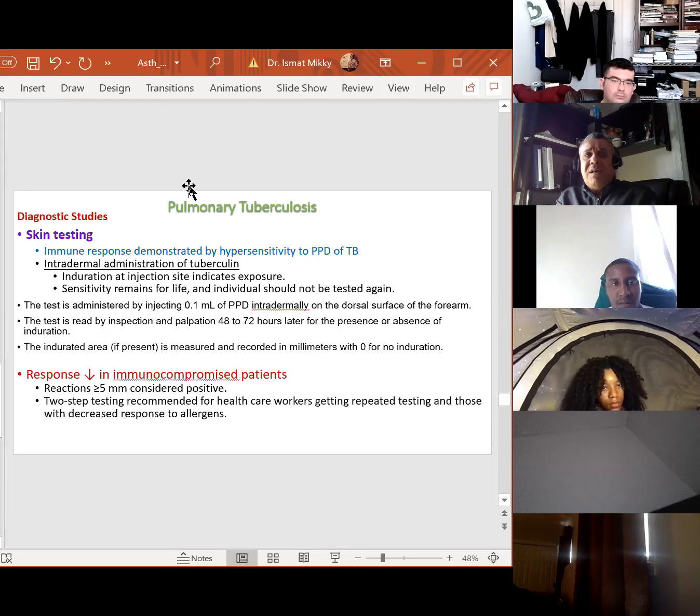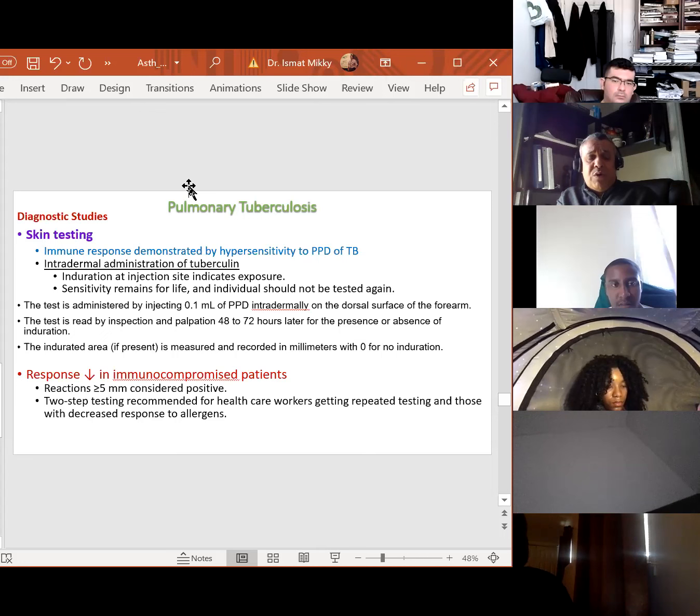So in the Reagan 6 South at St. Joe's, we have that unit, which is the infectious disease unit, and we have a large number of rooms now, especially because of COVID. They have more rooms, but it used to have at least 5 rooms equipped with negative pressure.